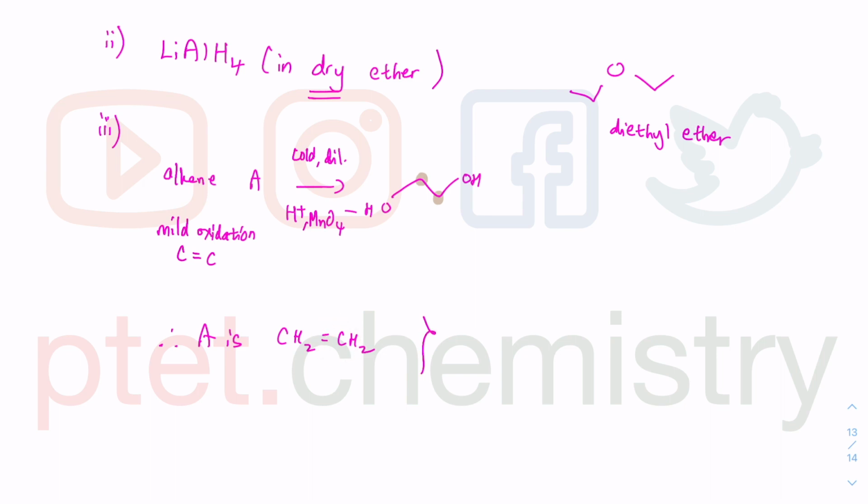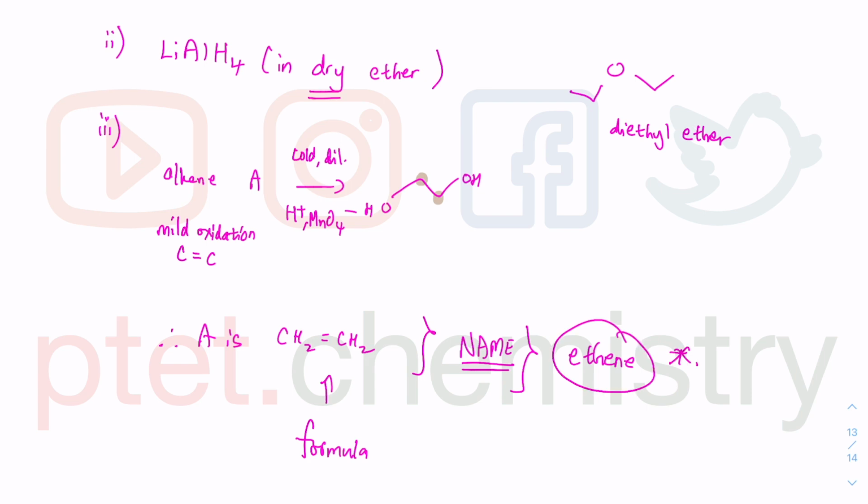But the question says name. This is formula. If they say state the identity, you could give the name or the formula, but they want the name, so I'm going to give the name, which is ethene. And that's the end of the 10-mark question, and I think that's it really. I mean, there's no more to this question. Yeah, we reached the end of that tutorial.